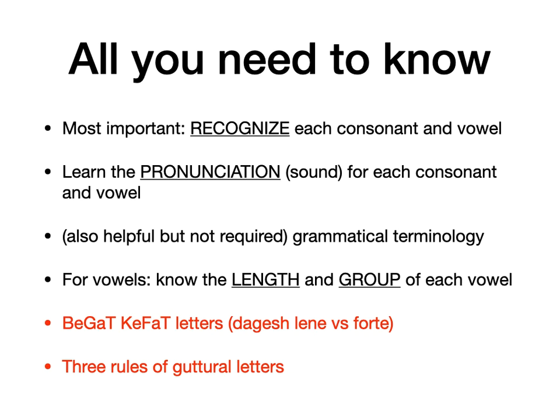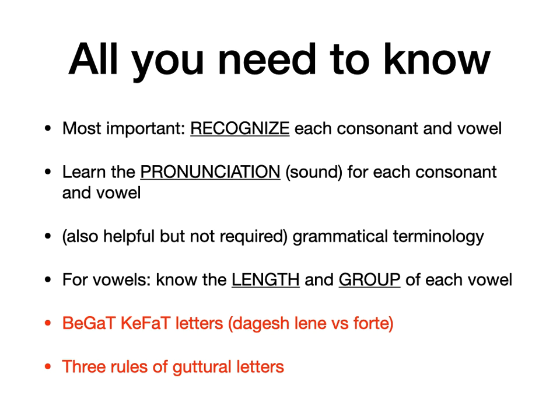Welcome to the final video of the three-part series on the Hebrew alphabet. In the first one we covered the consonants, and in the second we covered the vowels. In this last one we will talk about the Begat Kefat letters, the three rules of Gutturals, and I will also show you some letters that either look or sound similar or the same and teach you how to know the difference between them.